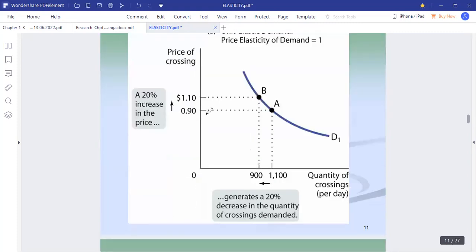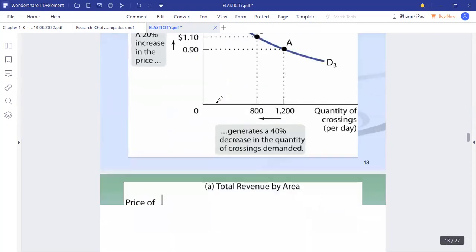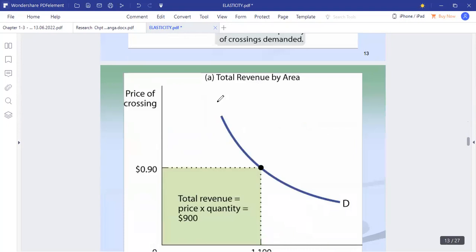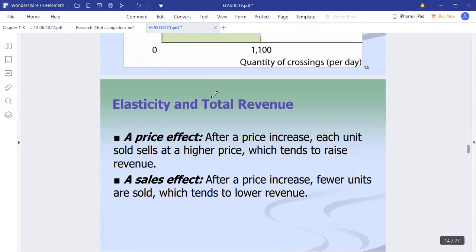So I have explained how to calculate these using point elasticity. Okay. Now, what is the relationship between elasticity and total revenue?